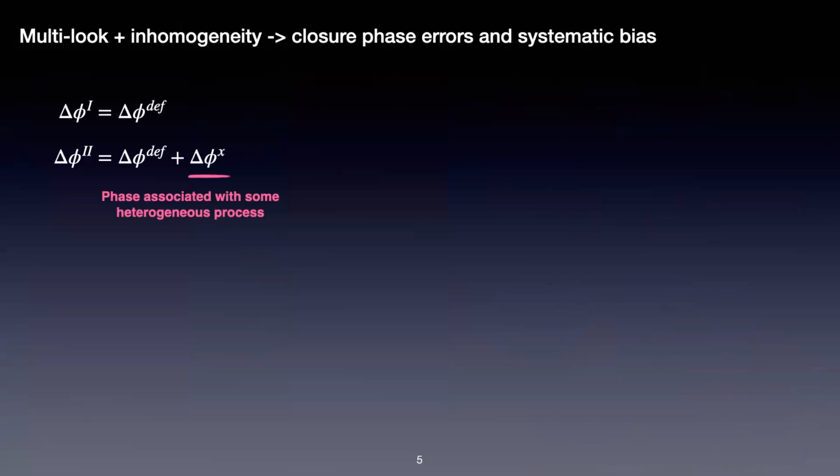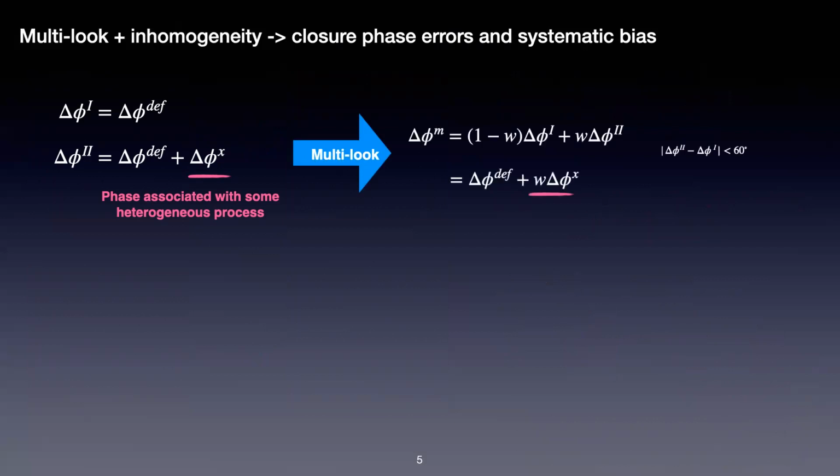If we have a homogeneous process, such as deformation, and some heterogeneous process that I denote with X, multi-looking will yield a multi-look phase that is the sum of not only deformation, but also a weighted process X. The weight W is related to the brightness or the amplitudes of the pixels associated with process X.